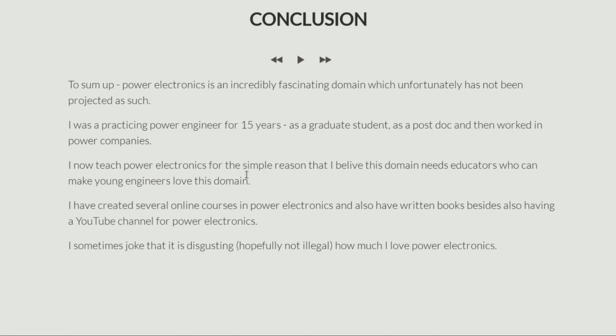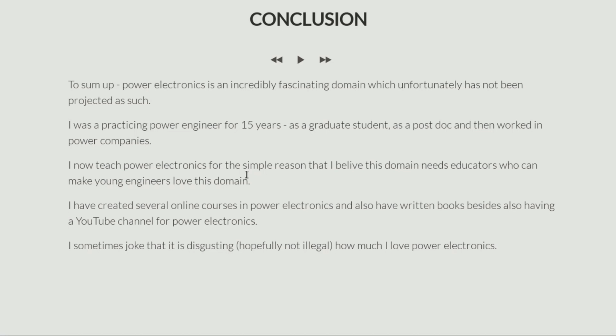So with this, I just wanted to say that please do consider power electronics as your specialization if you are starting off on your journey in technology. If you are a high school student who wants to take up an engineering domain, think about electrical engineering and power electronics. If you are already an electrical engineer, then think about specializing in power electronics.